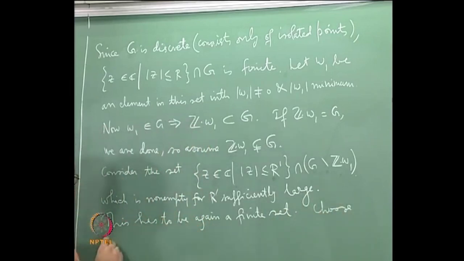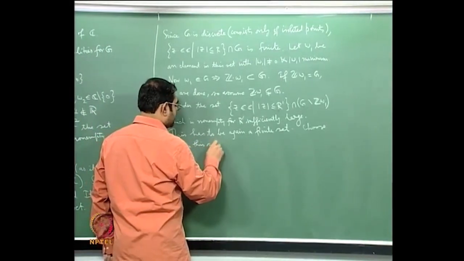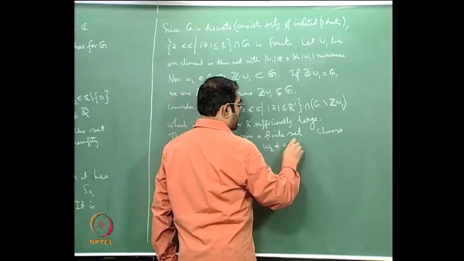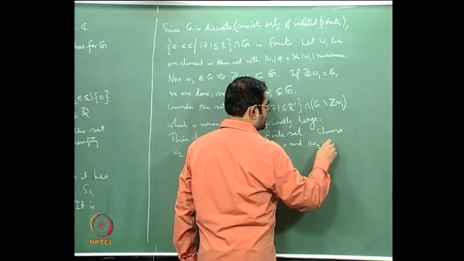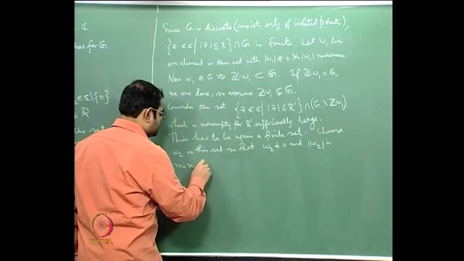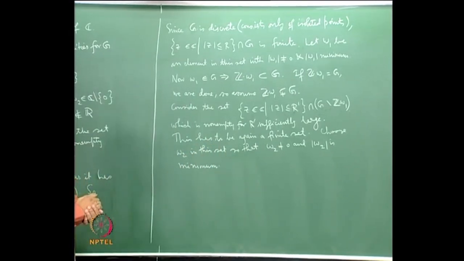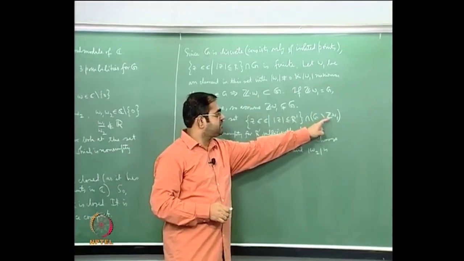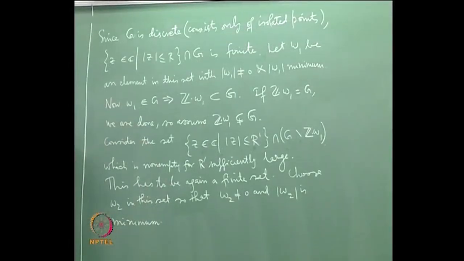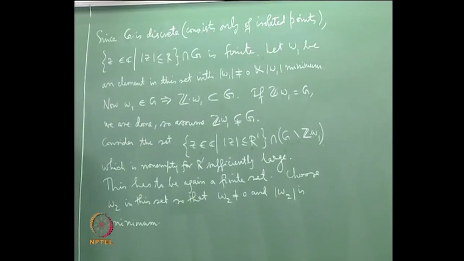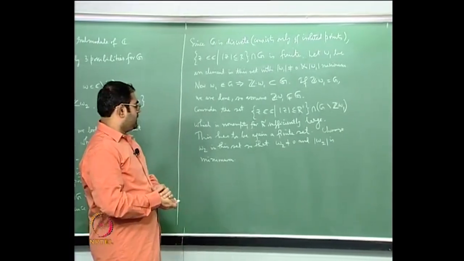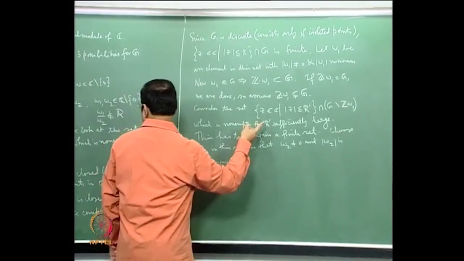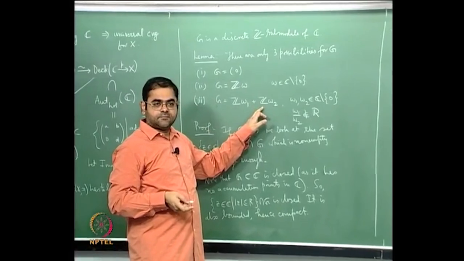Choose omega 2 in this set so that omega 2 is not 0 and modulus of omega 2 is minimum, okay. Now in this set you choose an omega 2, which means it is an element of G which is not an integer multiple of omega 1, okay. And of course since there are only finitely many, I choose one with minimum modulus, that I can do, right. Of course omega 2 is non-zero. Now I am going to show that G is actually Z omega 1 plus Z omega 2, okay, that is what I am going to prove.